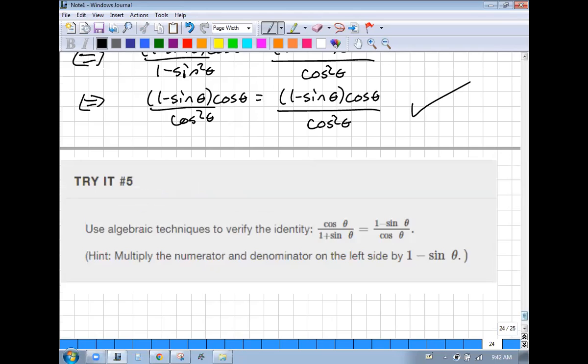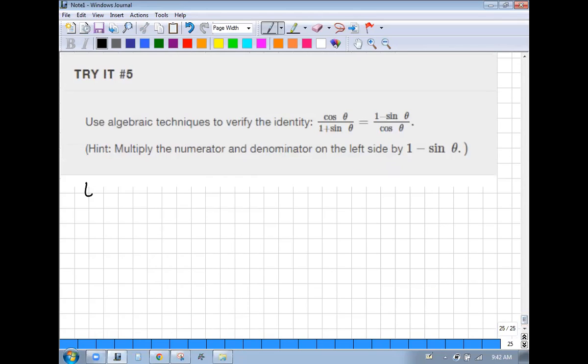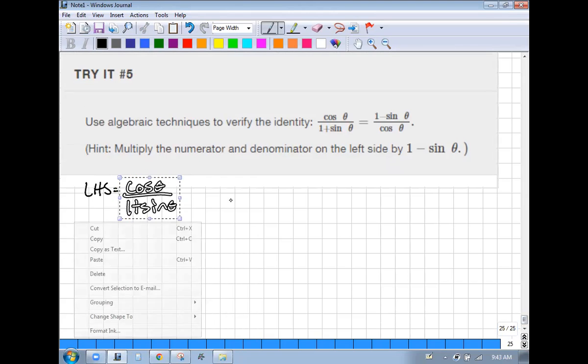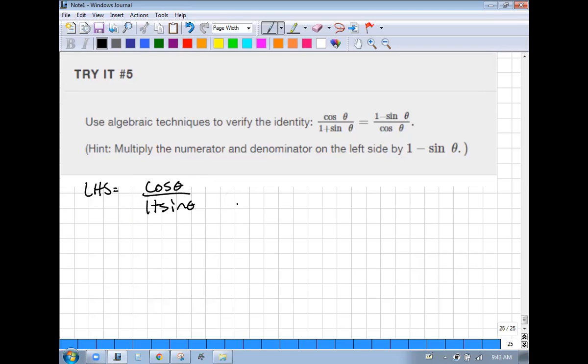Or we can follow their hint. They start at the left-hand side. We got cosine theta over 1 plus sine theta. Okay, so what can we do to this? We can't simplify it at all, right? There's no squareds. We can't replace cosine squared with 1 minus sine squared or anything.